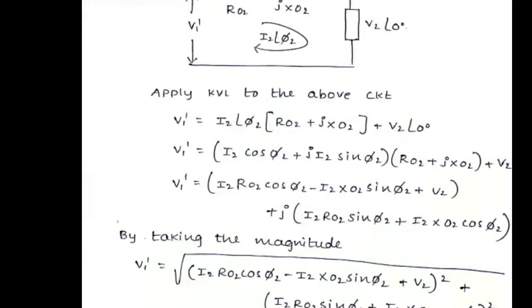I think it is very clear. I2 at an angle plus phi 2. So if it is lagging power factor, it is minus phi 2. If it is leading power factor, I2 at an angle plus phi 2. So like the previous analysis, here also by applying KVL in the loop, you can get the equation.